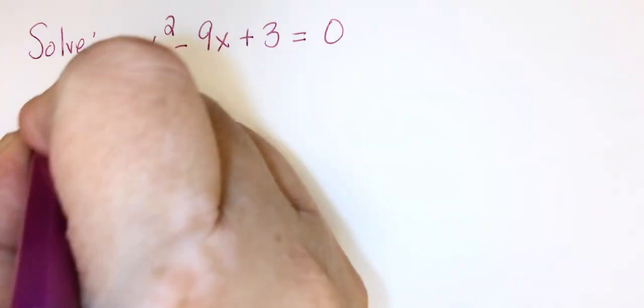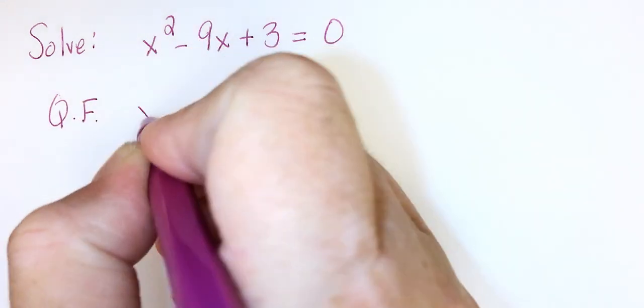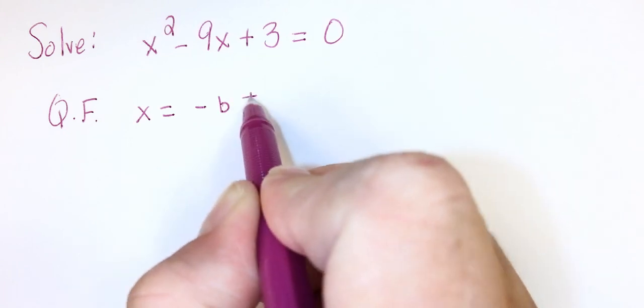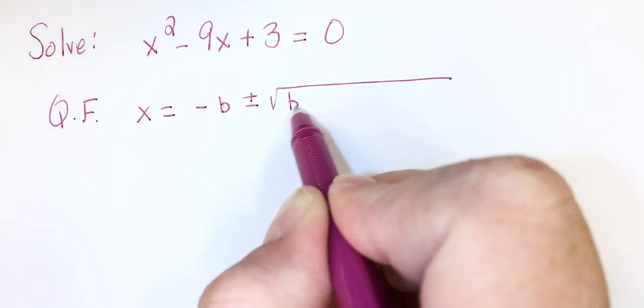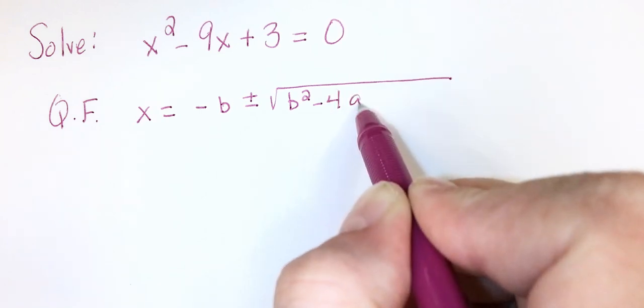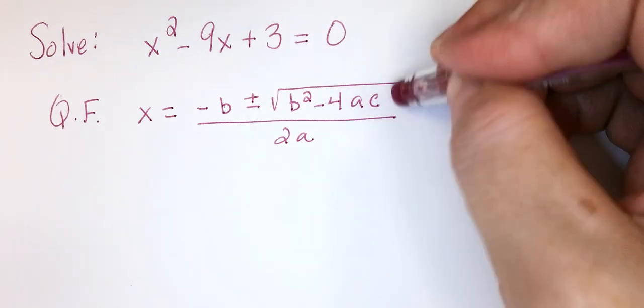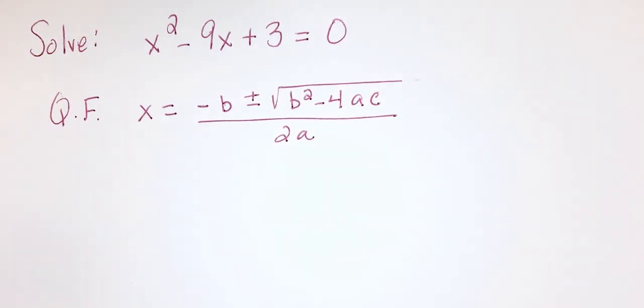Our quadratic formula is x equals -b plus or minus the square root of b squared minus 4ac all over 2a. Okay. Now, we need to first identify A, B, and C. Now, you cannot identify A, B, and C until this equation is set equal to 0. So if you have a problem that's not set equal to 0, you should do that first. This problem is set equal to 0.